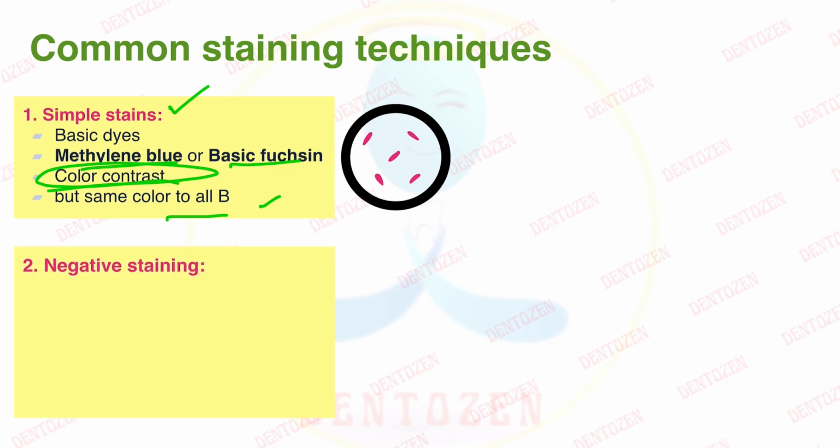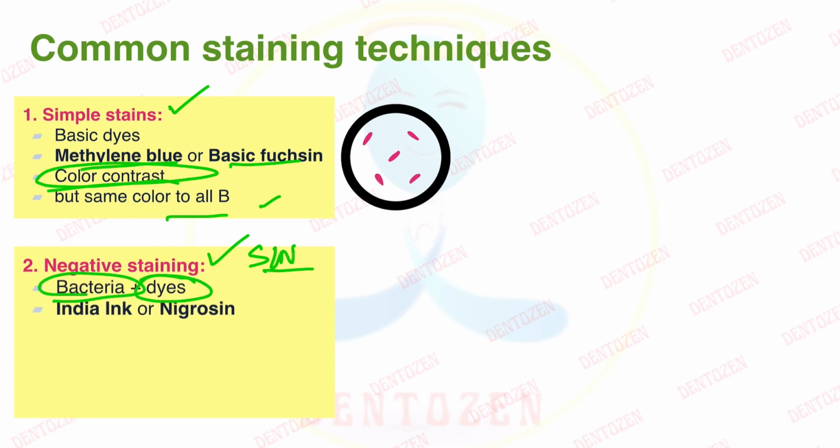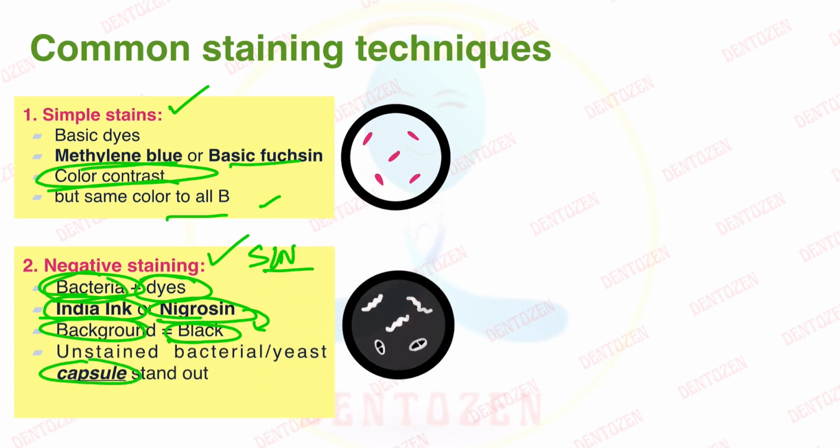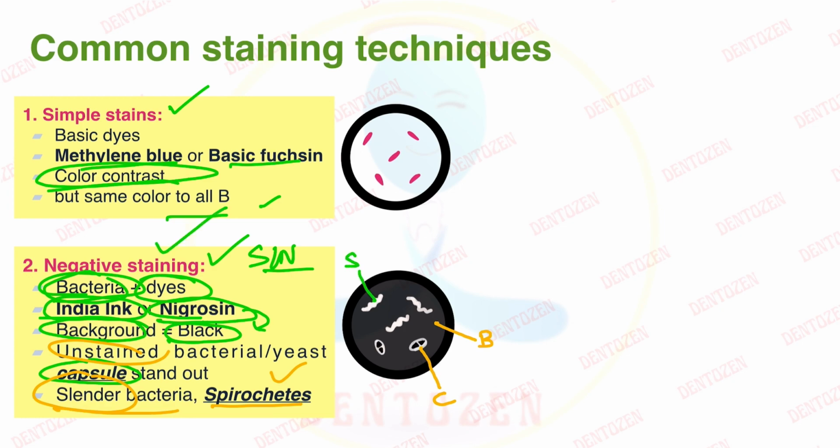Then we have negative staining, which is an important short note. So what is happening here? We mix the bacteria with the dye. The dye used is India ink or nigrosin. This will give a black color to the background, but bacteria or their structures like the capsule will remain unstained. Here, as we can see, this unstained capsule can be seen against the dark colored background. This technique can also be used for very thin bacteria like spirochetes, where unstained bacteria can be seen. So these are the spirochetes. That is negative staining, an important short note.